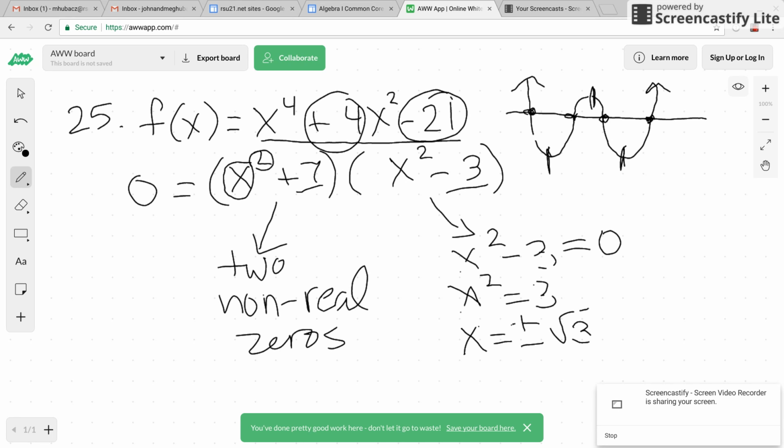So if you look at a graph of this quartic polynomial on your Desmos or your graphing calculator, you're going to notice that it crosses the x-axis around 1.7 and negative 1.7, but it won't cross anywhere else.